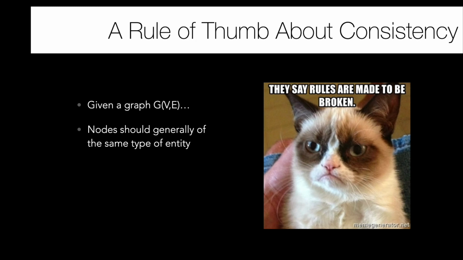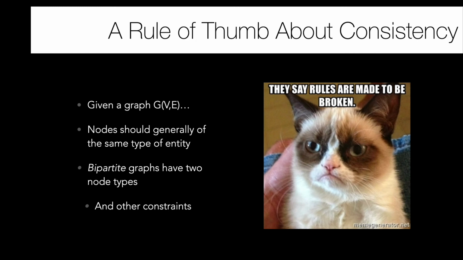As all rules are made to be broken. And we can say, well, if we want to have a graph that has multiple types of nodes, there's an existing graph construct out there called bipartite graphs that do this for us if we have two types of things that we want to model. There are a couple of other constraints for bipartite graphs as well.